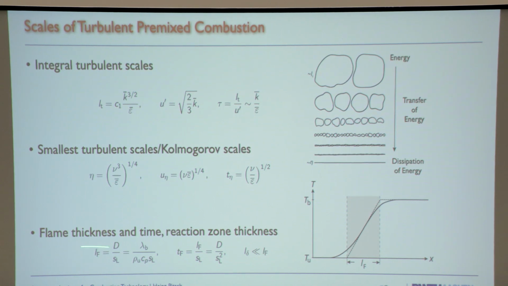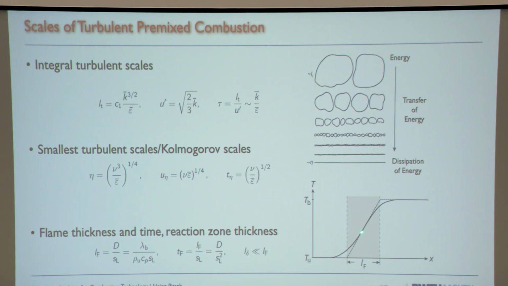And then we had the scales of the flame, where we have a flame thickness, a flame speed, and diffusivity. And so this is how these are connected. For Lewis number equal to 1, we can say D is lambda over rho Cp, and that's the same thing. And we have a flame time, and so on.